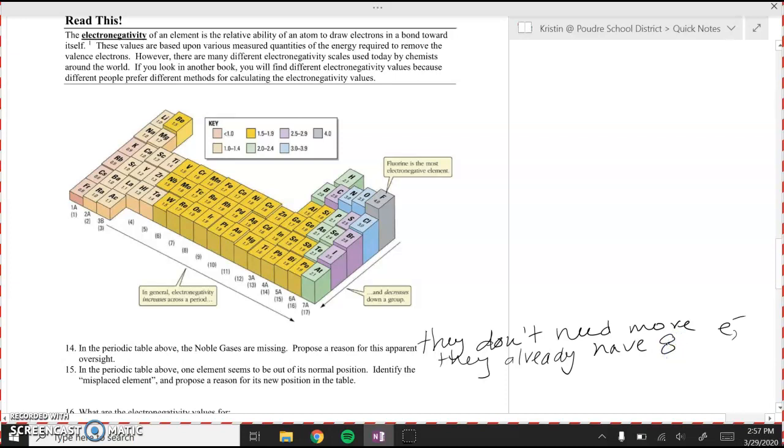One element is out of its normal position. So that's hydrogen. And the reason it's been moved is really just because its electronegativity is much higher than the family where it usually resides. So it is double that of lithium, and it really fits in better around boron and carbon, which are closer to its numerical value. So that's why hydrogen is moved.